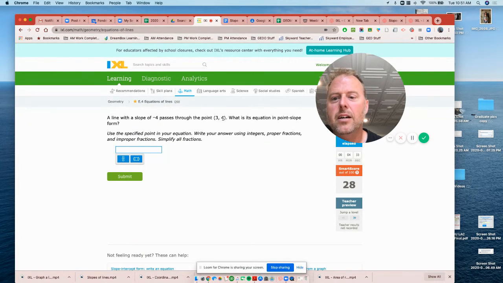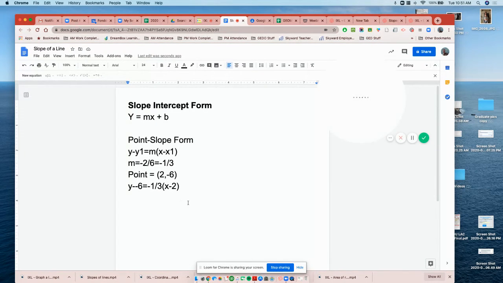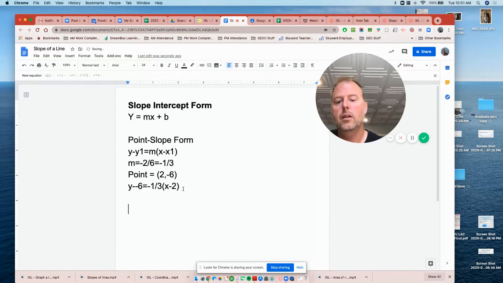You've got a point, and you're given a slope. This one's a little bit easier because they're already giving you the slope, so that saves you one step. They're giving you the point and the slope. The point is (3, 4), and they're giving me -4 as my slope.